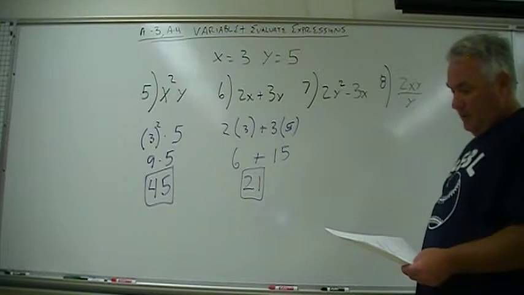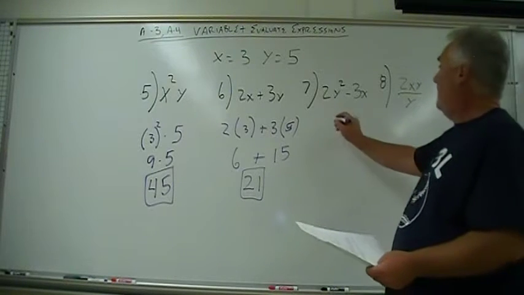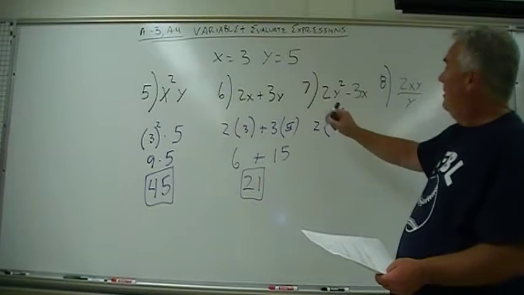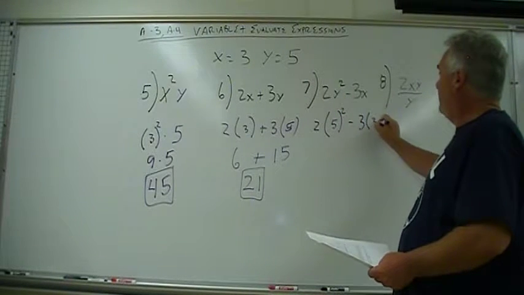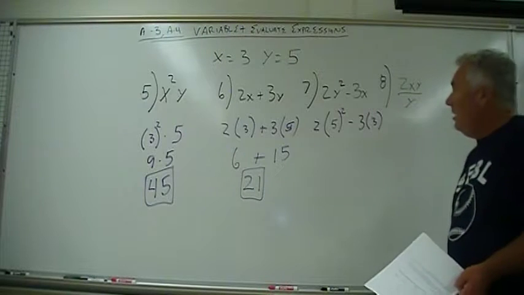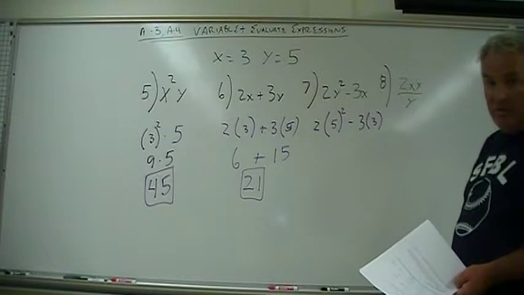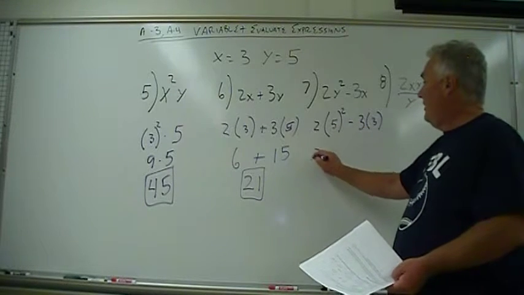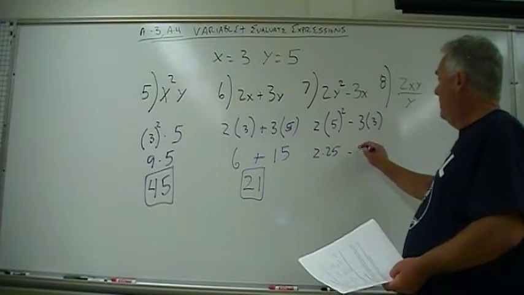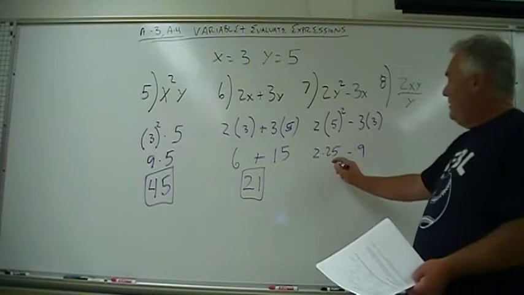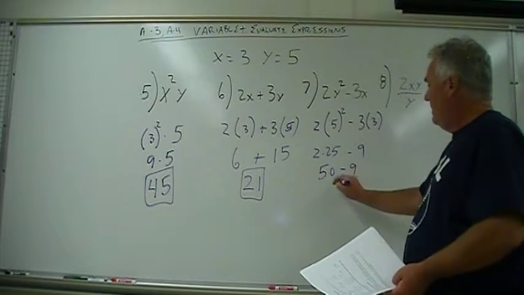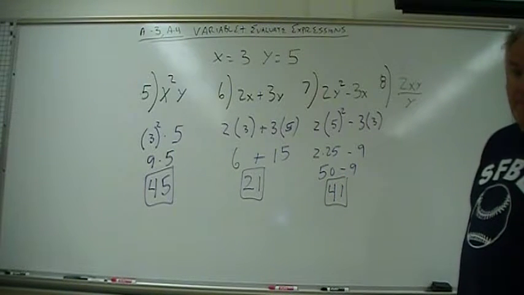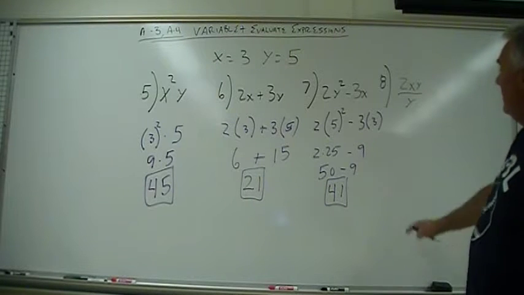Okay, number 7, 2y squared minus 3x. 2 times y squared minus 3 times 3. Order of operations. We've done that already. You've already cleared the hurdle of passing that. 5 squared is 25. 2 times 25 is 50. 50 minus 9 is 41. So there's that one. And we have one more left.